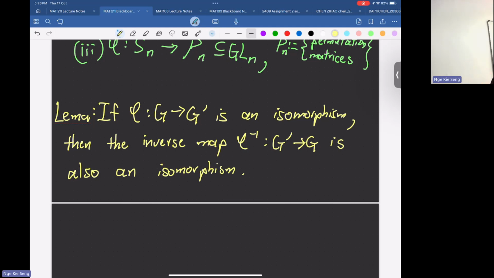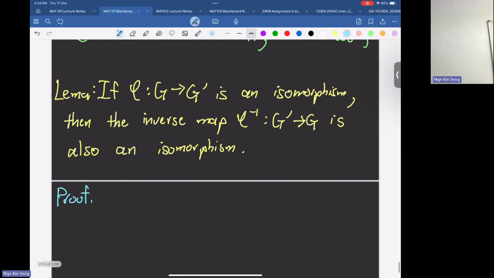I'm going to prove this to you. So if you have an isomorphism and you can find the inverse map, it is already an isomorphism. You just need to prove the inverse property, then the group homomorphism property will automatically be satisfied. I'm going to prove this now for a general group isomorphism.